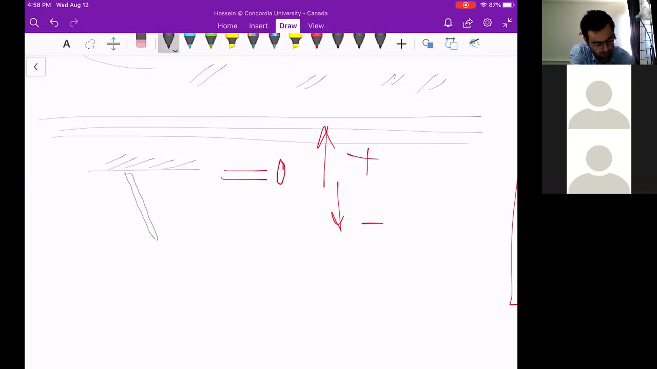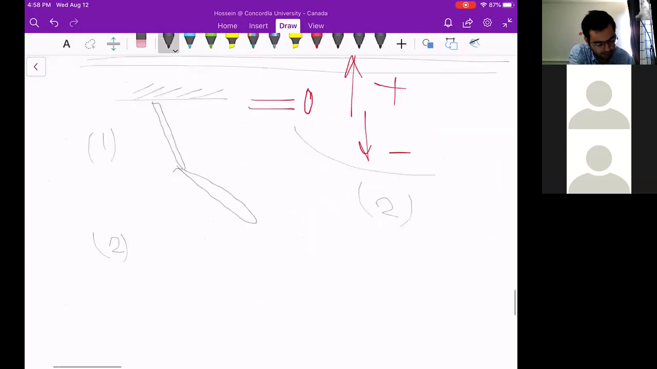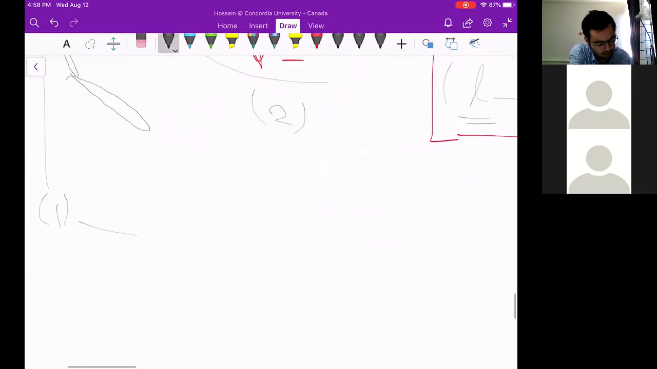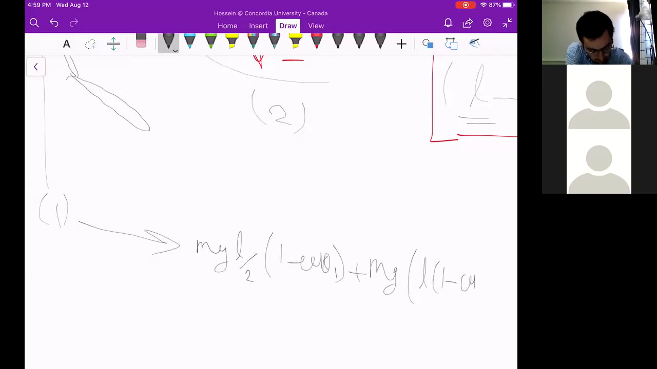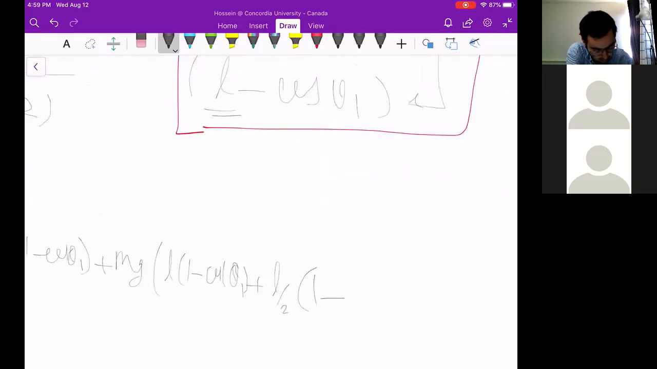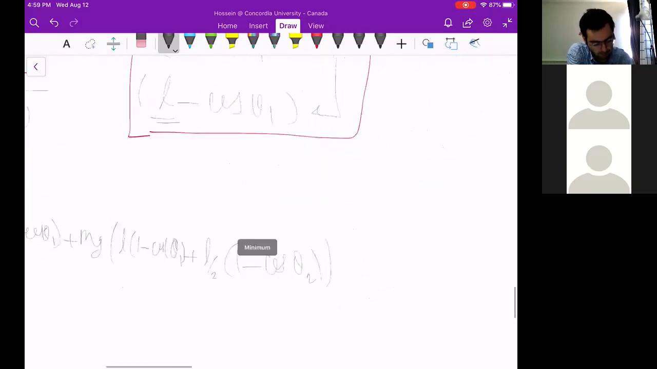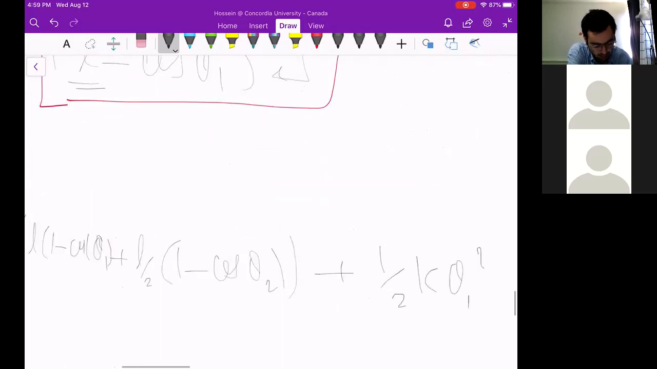For the second, you don't have to do it for the potential energy. Okay. If I call this the first reference, for the first one the potential energy is like this: mg half L (1 minus cosine theta 1) plus mg L (1 minus cosine theta 1) plus half L (1 minus cosine theta 2). However, this is the total potential energy related only to potential. You can add if there's any spring.